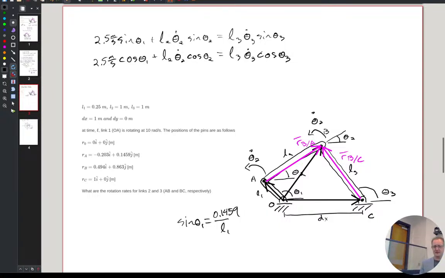So if I take this, 0.146 now, and the reason I gave all these positions of stuff is so now you don't have to solve two nonlinear equations. We can do some trig to figure out what those angles are instead. All right, what's cosine theta 1?